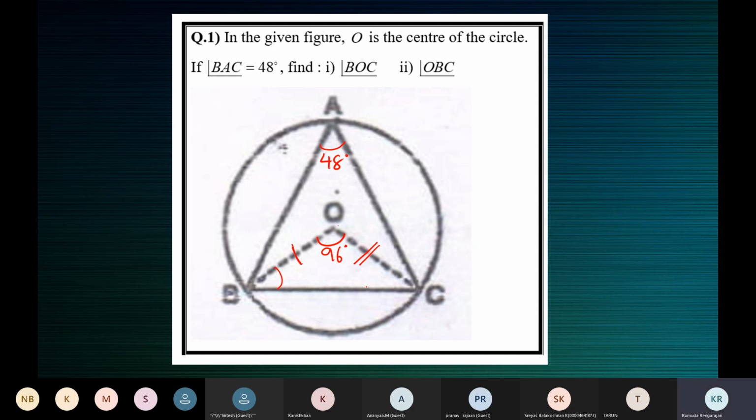Even I don't know. I'm going to wait for the answer from you. Think and tell me. Why is OB equal to OC? When the question is why is OB equal to OC, that means OB is equal to OC. Why?